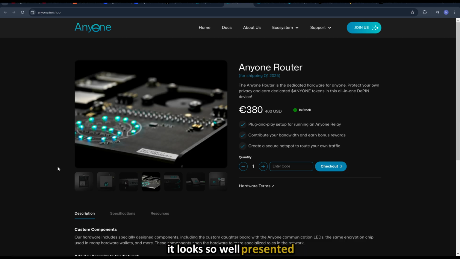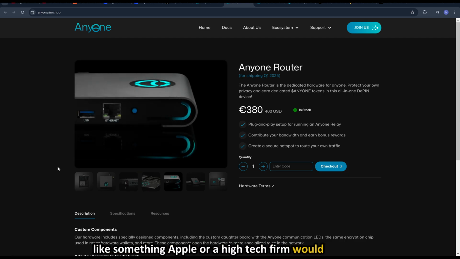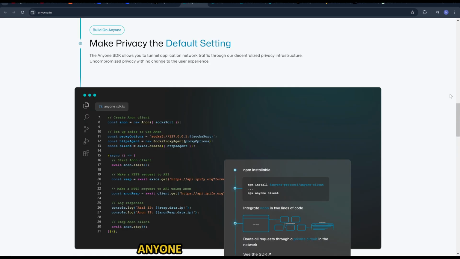It looks so well presented, like something Apple or a high-tech firm would produce. They cut no corners here. ANyONe already has their SDK set up to allow developers and users to start tunneling traffic through their network.